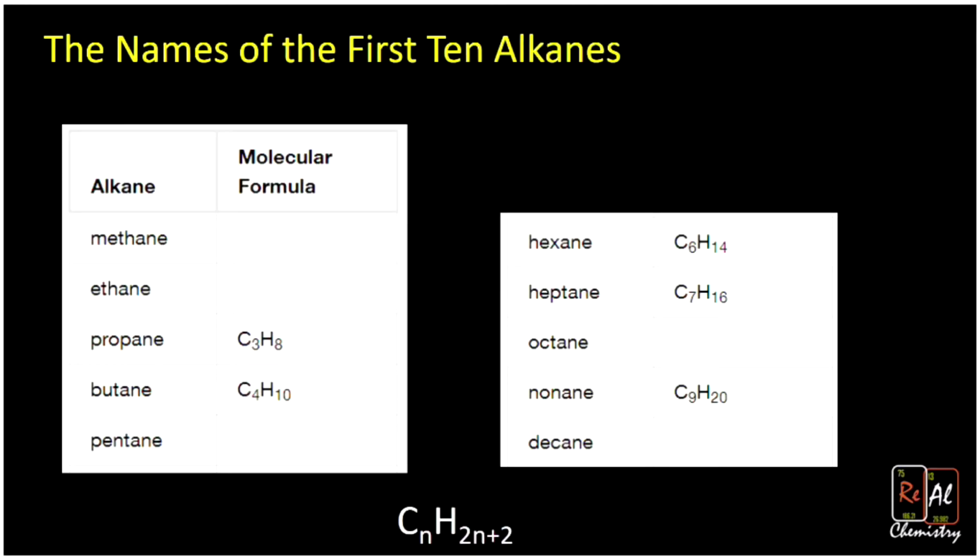All right, so here's the names of the first 10 alkanes, and I've left off the molecular formula in some cases. We're going to actually write it using our formula. So the very first one, methane, has just 1 carbon. So these just go in order. This has 1 carbon.